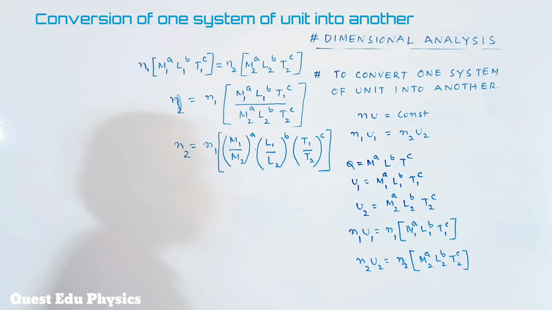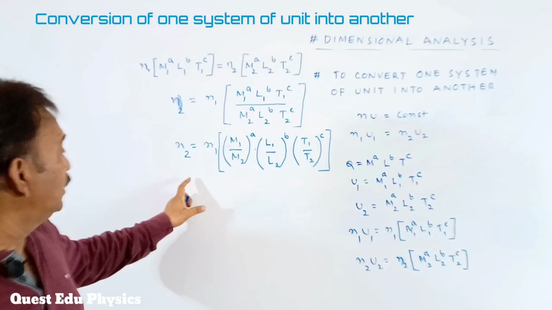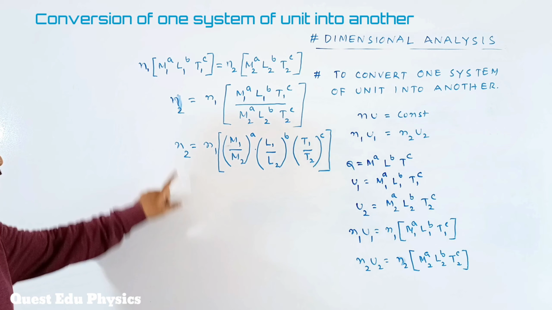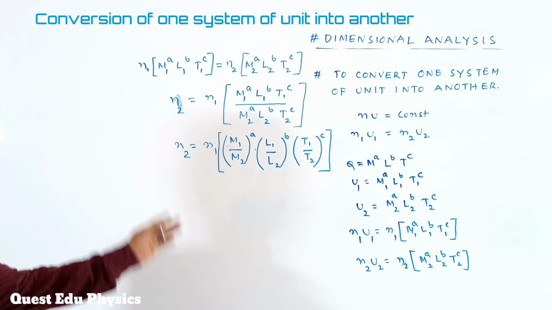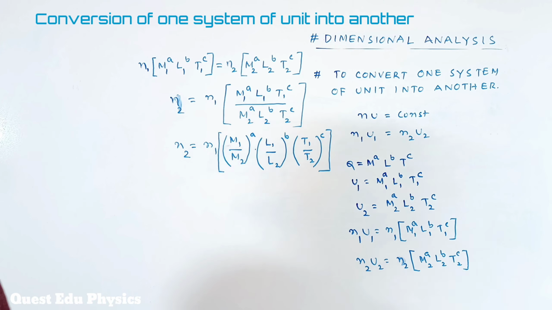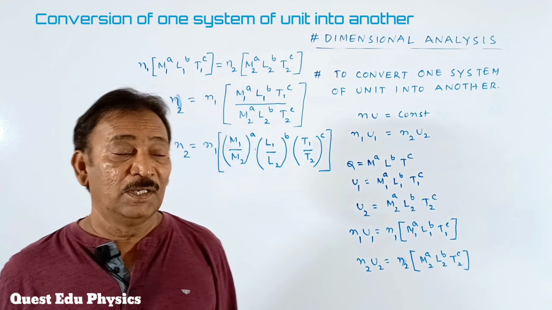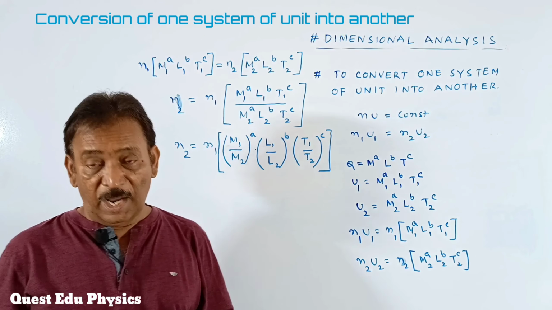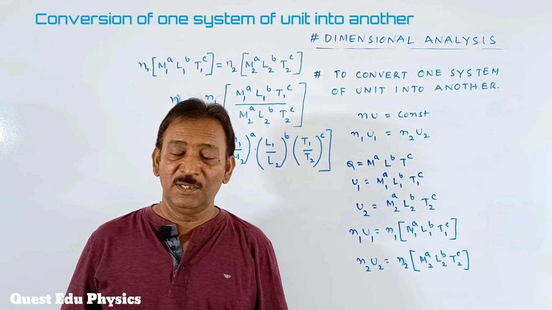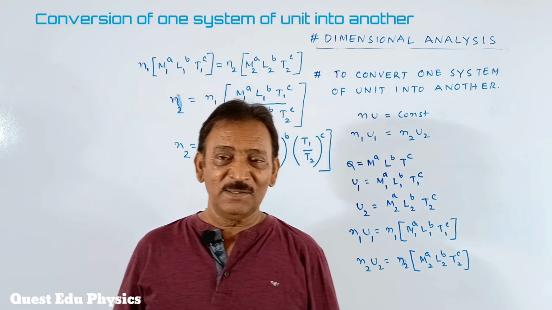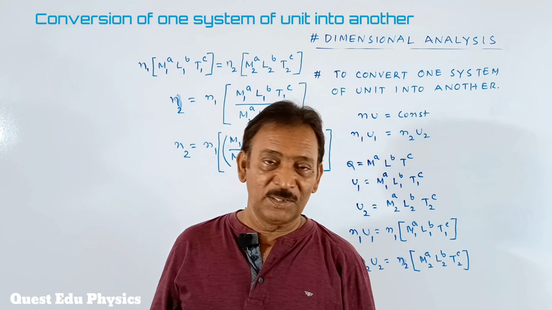Okay, we have to use this formula to convert one system of unit into another, students. n2 is equal to n1 (M1/M2). By using this, now we are going to convert one system of unit into another. Listen to me, students. Energy: you know that energy is capacity to do work. Energy means capacity to do work.